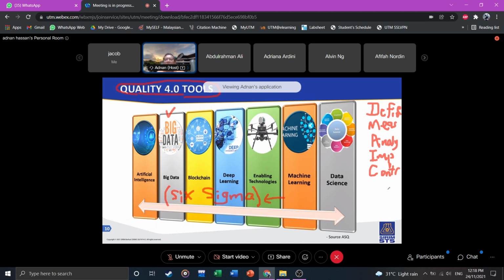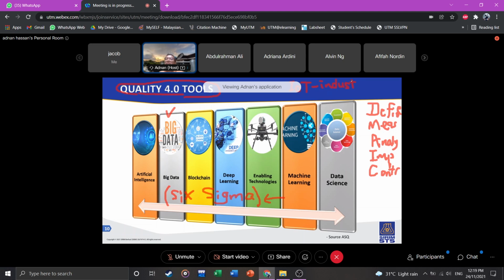Yes, this tool can be used in process design, but in quality, where is it going to be used? For quality, we are talking about identifying the problem, measure the problem, analyze the problem, implement, improve and control. So in Quality 4.0, we have the IoT, Internet of Things, which is basically industrial sensors. In the industry, you want to measure quality, you need to use sensors. So we need to collect data.